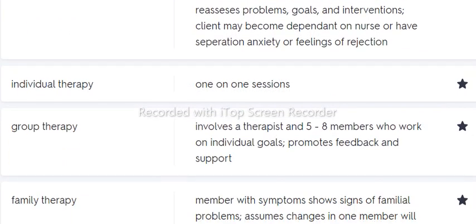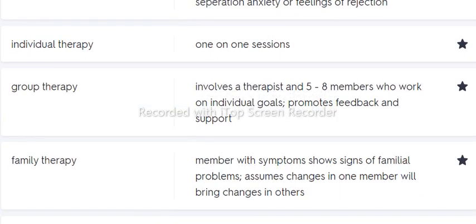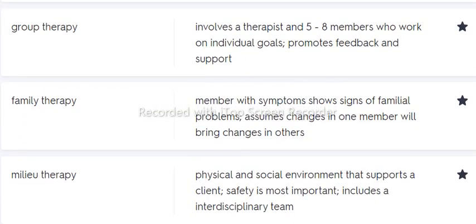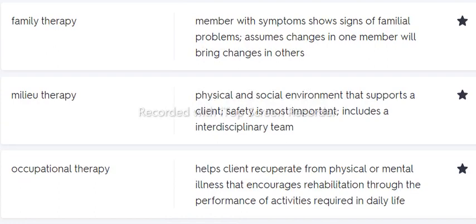Individual therapy, one-on-one sessions. Group therapy involves a therapist and 5 to 8 members who work on individual goals, promotes feedback and support. Family therapy. Member with symptoms shows signs of familial problems, assumes changes in one member will bring changes in others. Milieu therapy. Physical and social environment that supports a client. Safety is most important. Includes an interdisciplinary team.